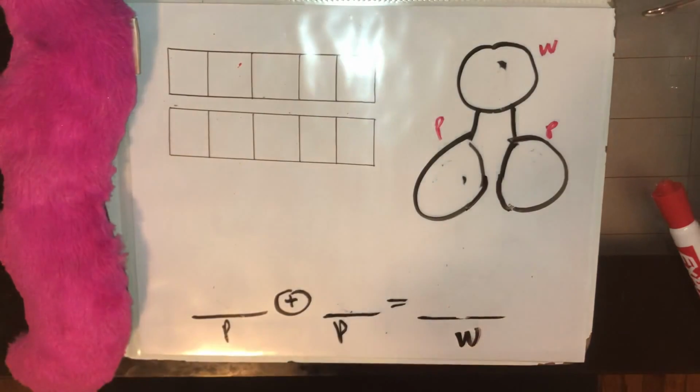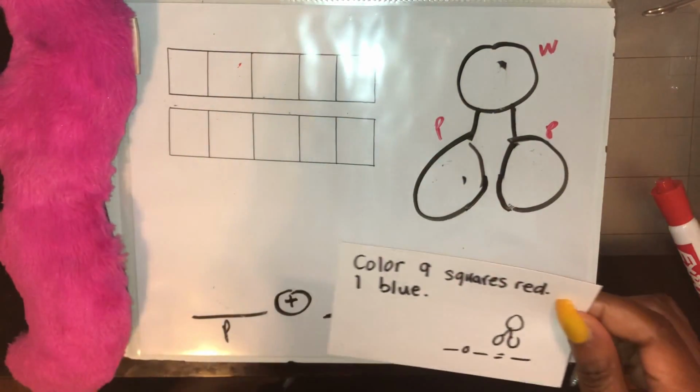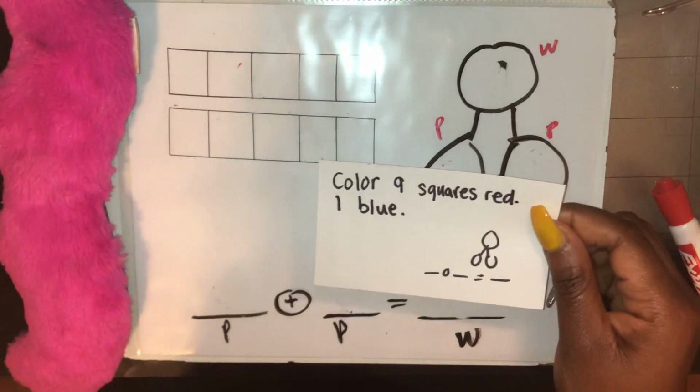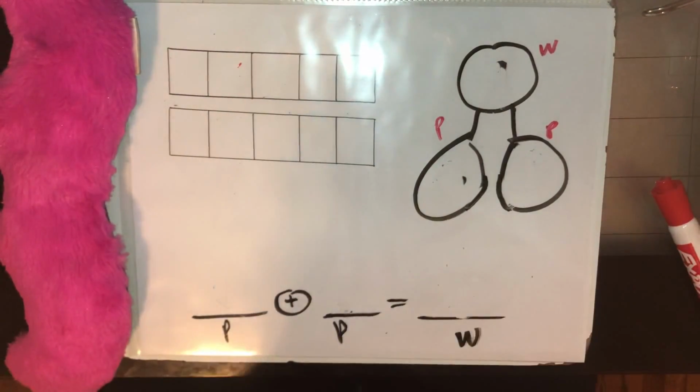All right, so the last one is, I have 9 squares. I have 9 red squares and 1 blue square. So let me see. How many should I color red? 9. So go ahead and color 9 red.